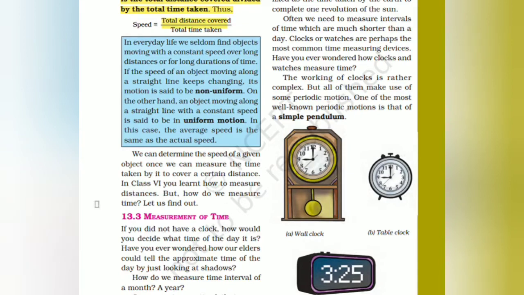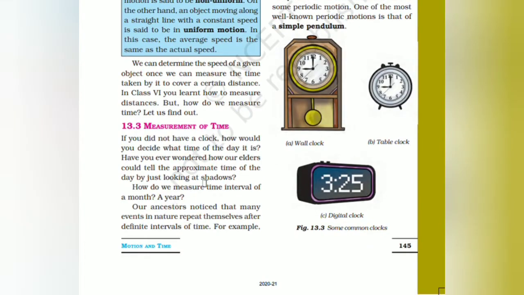You learned how to measure distance also. Measurement of time. If you do not have a clock, how would you decide what time of the day it is? Have you ever wondered how our elders could tell the approximate time of the day by just looking at shadows?